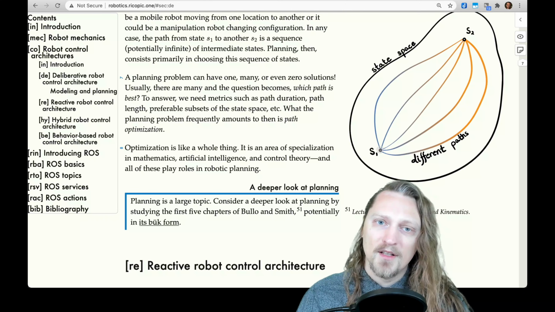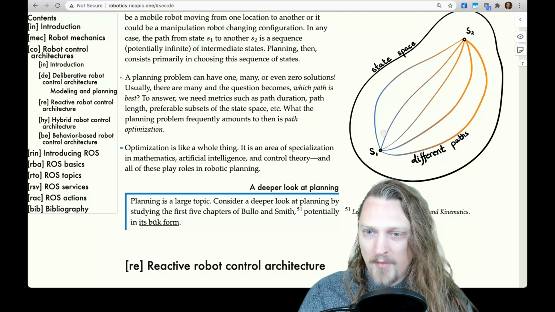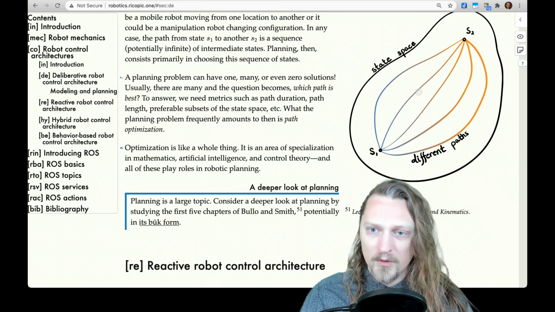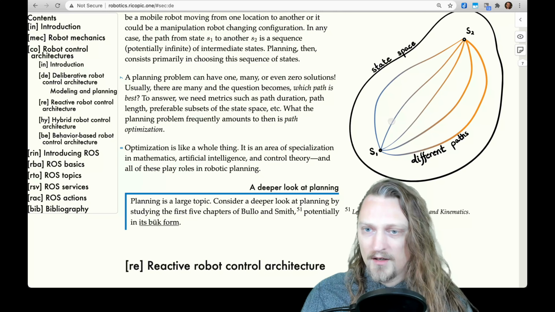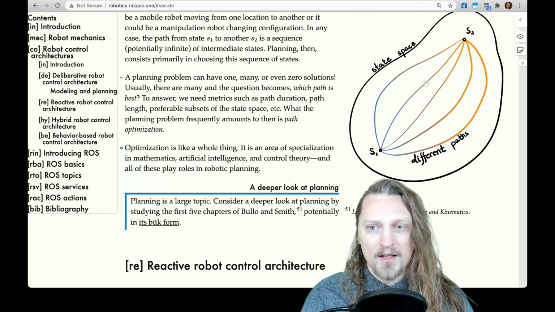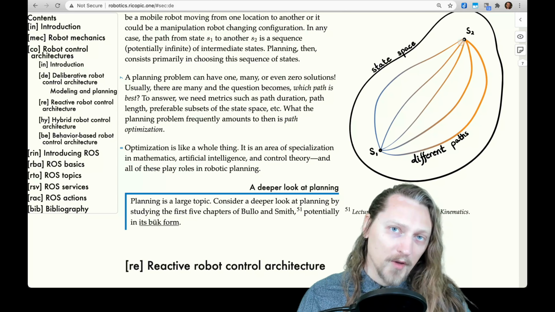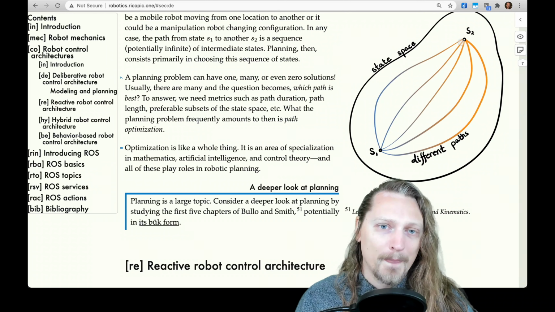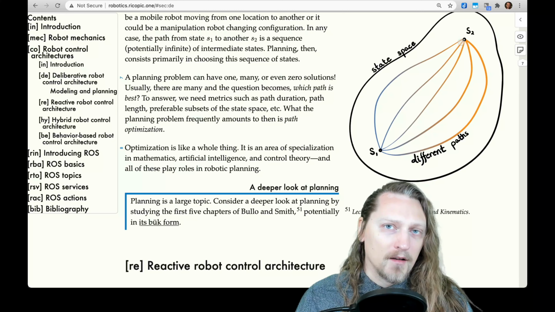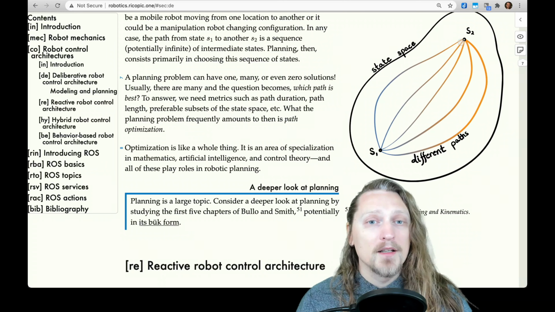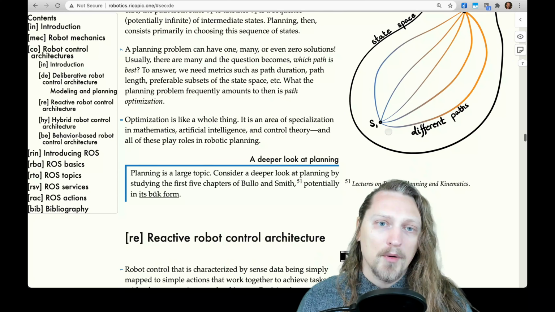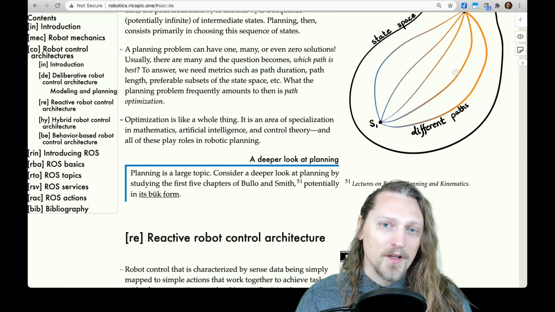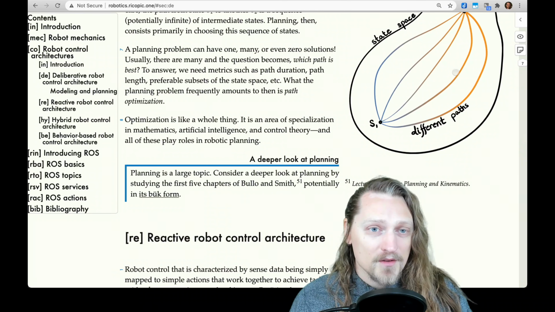So if we took this particular path here, then we would be going from this state to a state here, to a state there, to a state there, to a state there, etc. And if it's a continuum, then of course there are an infinite number of them in between. Planning, then, consists primarily in choosing this sequence of states. A planning problem can have one, many, as shown in the figure, or even zero solutions.